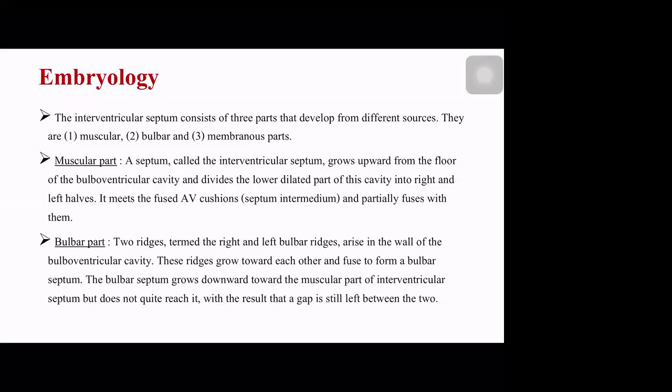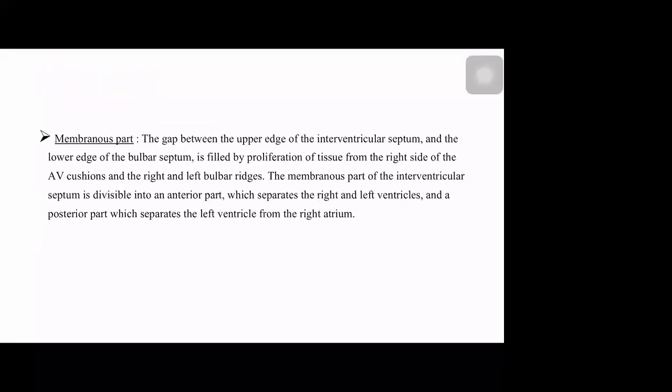Bulbar septum goes downwards towards the muscular part. So the muscular part is growing upwards, and the bulbar septum is growing downwards towards that muscular interventricular septum, but does not quite reach it, with a resulting gap in between this bulbar part and the muscular part. Now, what is the importance of the membranous part?